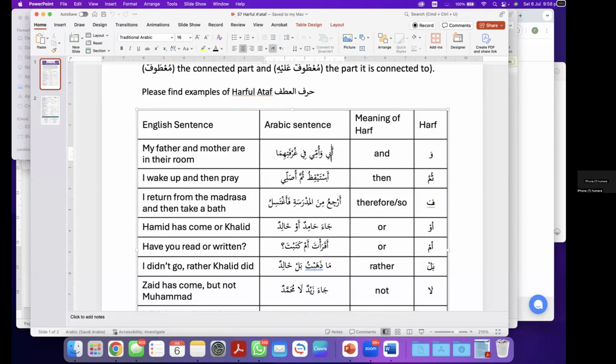Waw is considered as one of the hurufe ataf, and it joins two words. The word which follows harf ataf, ummi, in this example, is called ma'tuf, and the word abi is called ma'tuf ala. So waw connects ma'tuf with ma'tuf ala. Good.